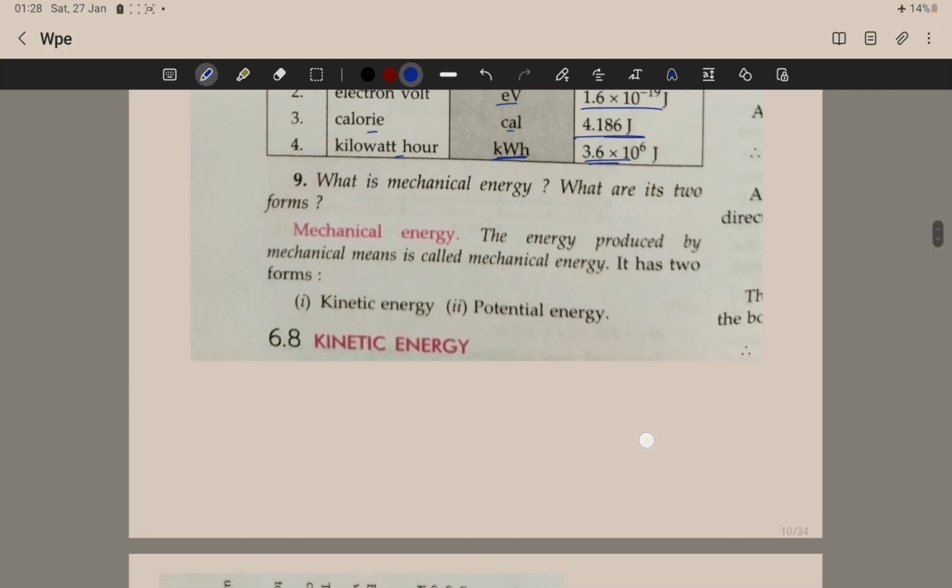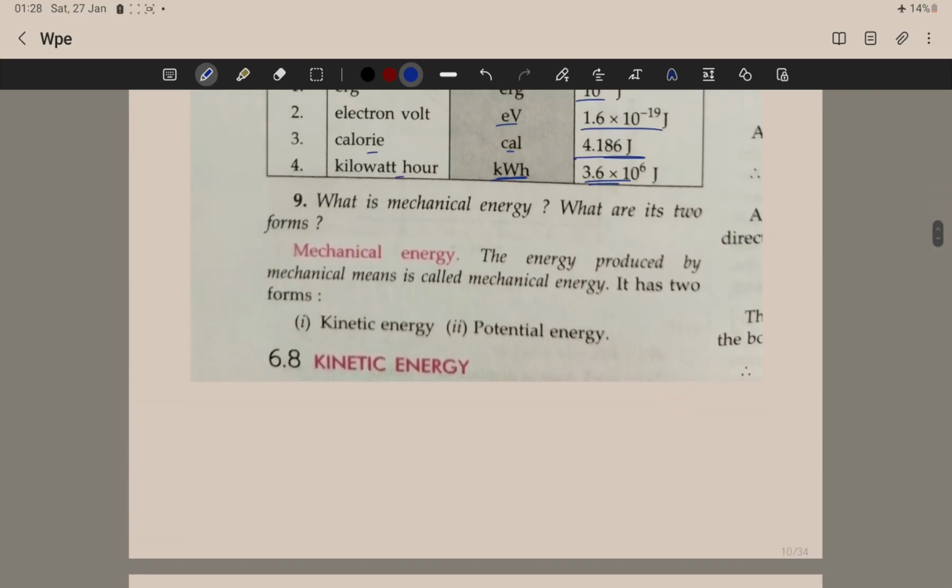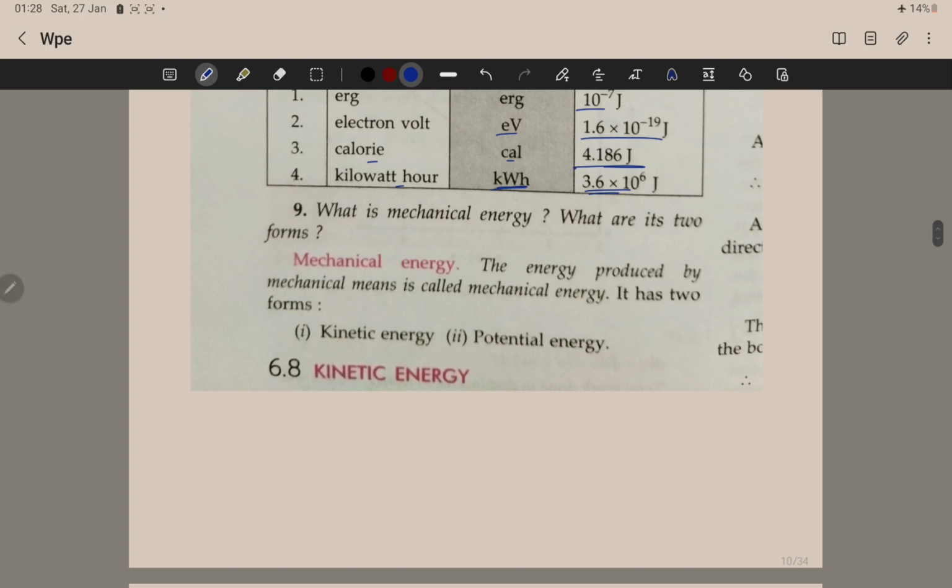Now if they ask you to tell the types of energies, first we have mechanical energy. So what is mechanical energy? It is a type of energy. The energy produced by mechanical means is called mechanical energy. Whatever energy is produced by mechanical means, by mechanical work, is called mechanical energy. And it is of two kinds. One is the kinetic energy, another is the potential energy.